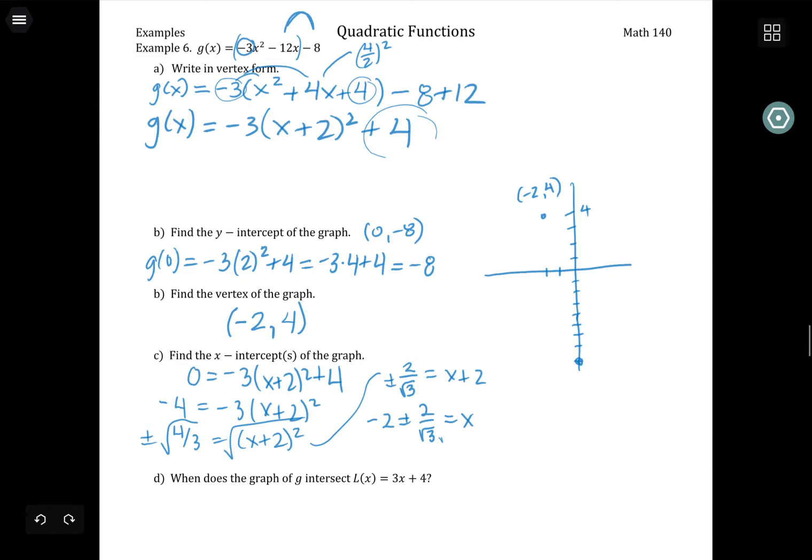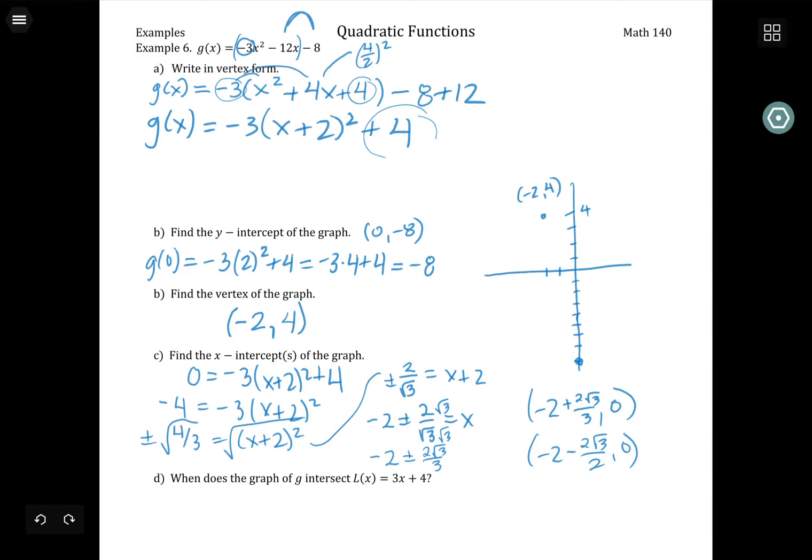I don't know if this will help me at all, but we could rationalize our denominator. That might make it a little bit easier to figure out. So negative 2 plus or minus 2 root 3 over 3. Okay, so my x-intercepts are at (negative 2 plus 2 root 3 over 3, 0) and (negative 2 minus 2 root 3 over 3, 0).